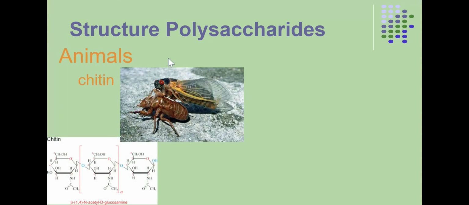So in animals, that's called chitin. And there's a polysaccharide, which is a polymer of the carbohydrates, and that's called chitin. And chitin makes up these exoskeletons. So here you can see a cicada, and it's emerging out of its exoskeleton. That exoskeleton is kind of a crunchy texture, and that's because it's made of a polymer or polysaccharide called chitin.